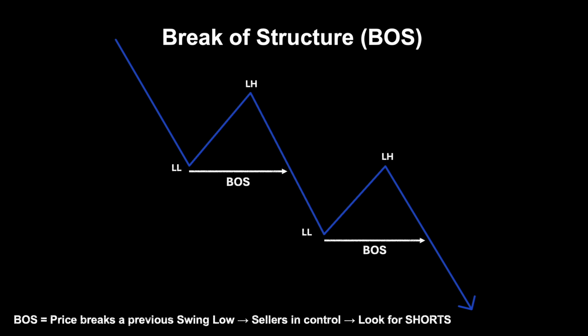Now, the bearish break of structure. Same concept, but in the other direction. The bearish break of structure happens when price breaks below a previous swing low. We have our series of lower highs and lower lows. Then price makes a strong move down and breaks below the last swing low. That's the bearish break of structure. What does it tell you? That sellers are in control. The bearish trend is confirmed. When you see a bearish break of structure, you look for short opportunities on the pullback.